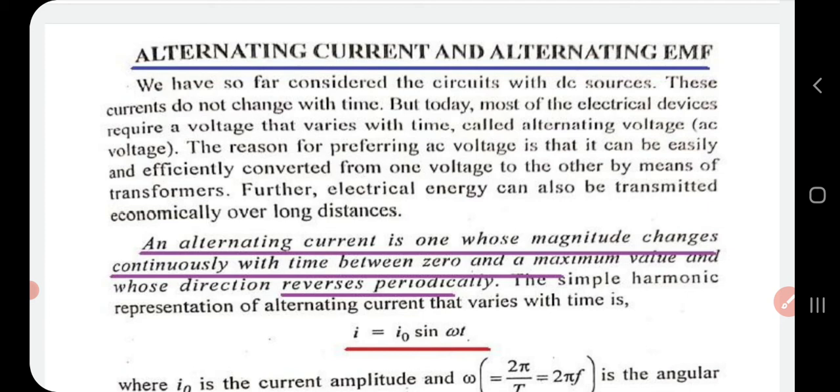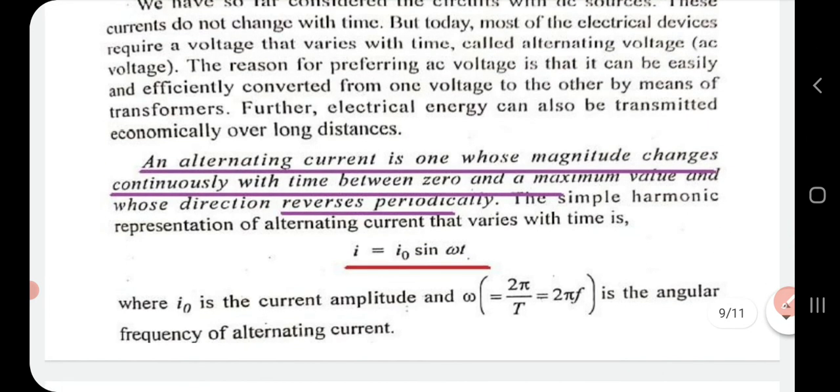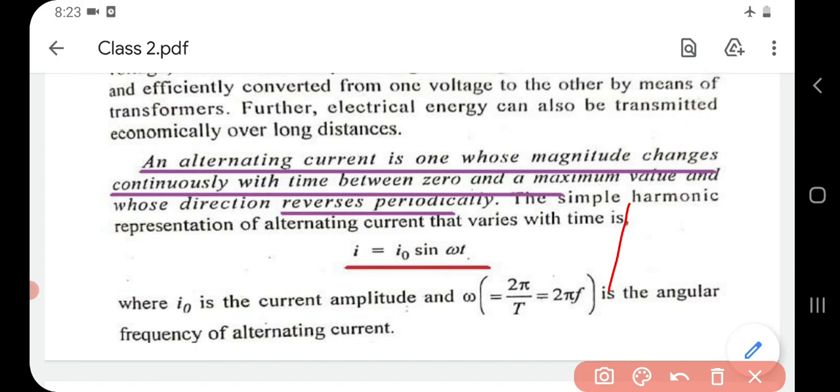Now let us see the definition for an alternating current. Alternating current is one whose magnitude changes continuously with time. How does it change? Between 0 and a maximum value. And what about its direction? Its direction reverses periodically. So this is an important definition for an alternating current.